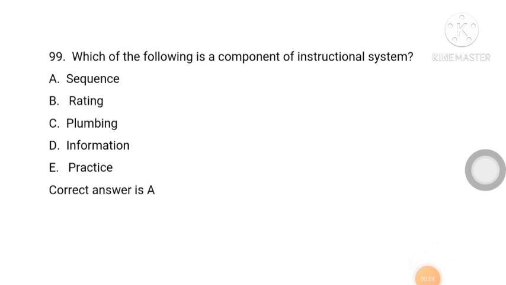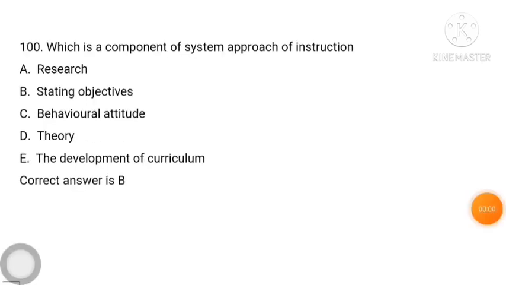99. Which of the following is a component of instructional system? Sequence. The correct answer is A, sequence. 100. Which is a component of system approach of instruction? Stating objectives. The correct answer is B, stating objectives.